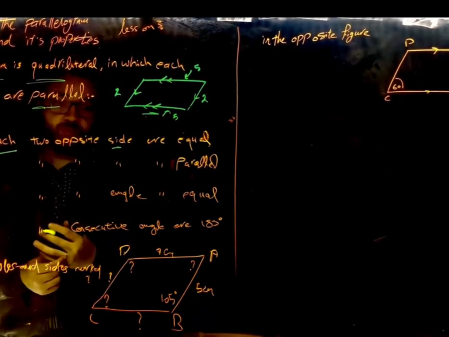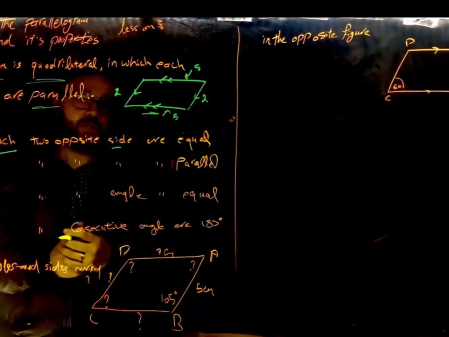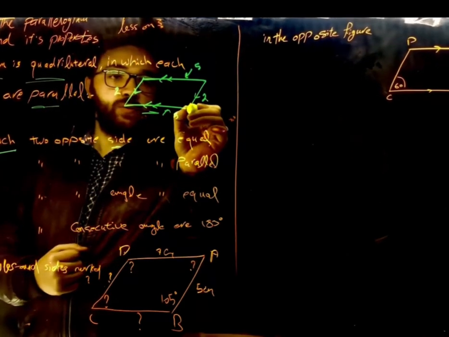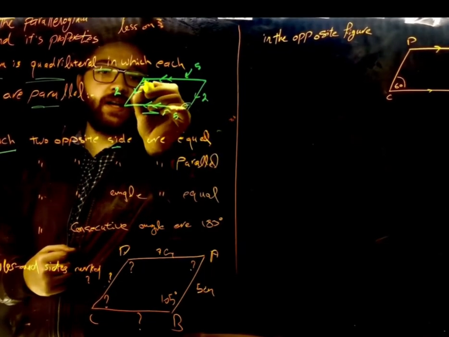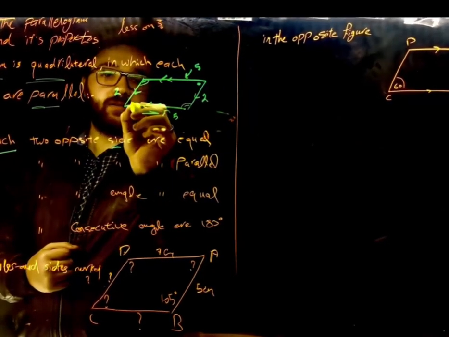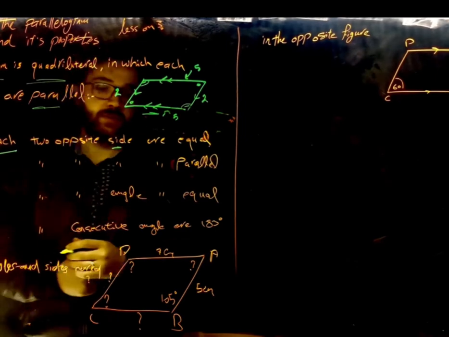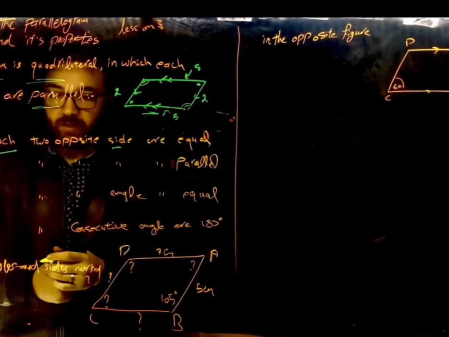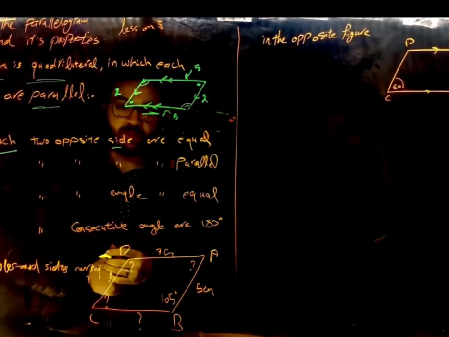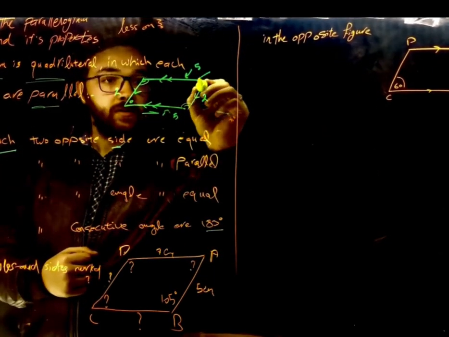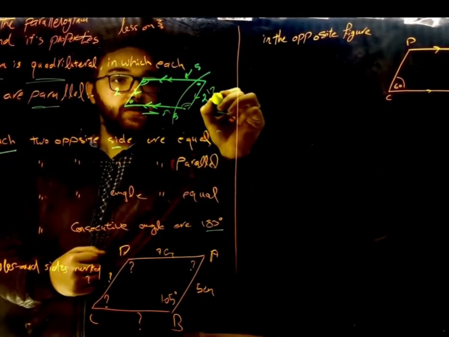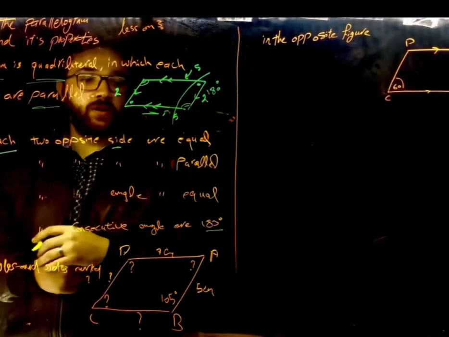Each two opposite angles are equal. This means this angle equals this angle, and this angle is equal to this angle. Every two consecutive angles sum to 180. This means the summation of these two angles equals 180.